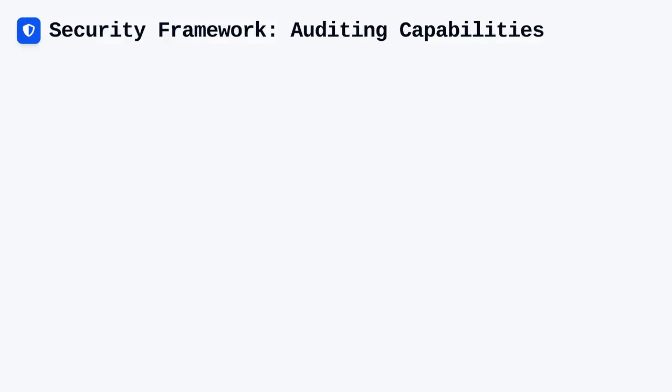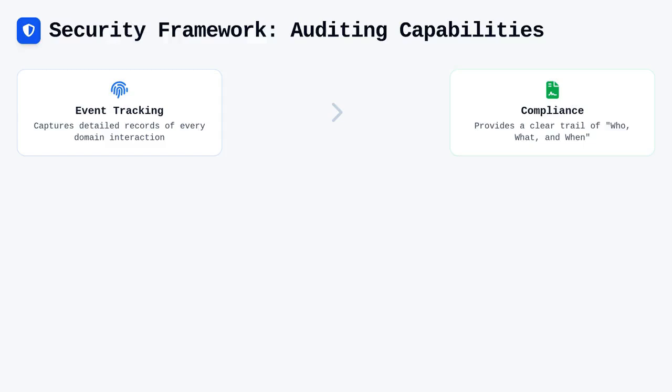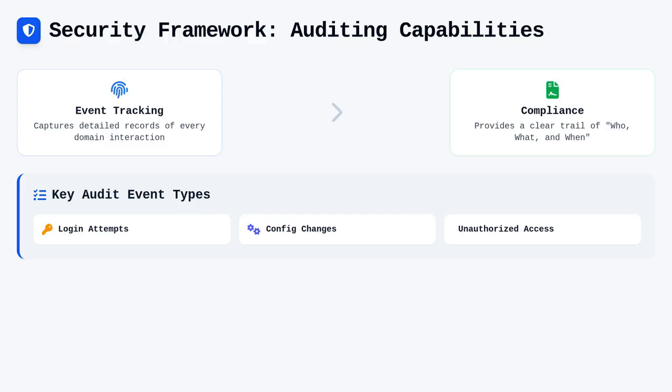Beyond identity and access, the security framework includes auditing capabilities to track interactions within the domain. An auditing provider generates detailed records of events, such as login attempts, configuration changes, or unauthorized access attempts. These audit events are invaluable for compliance, as they provide a clear trail of who did what and when they did it within the server environment. You can configure these providers to write logs to specific files or even external databases depending on your governance requirements.